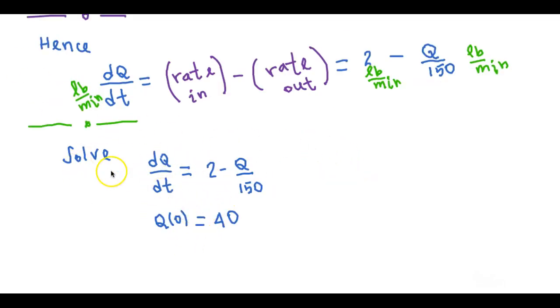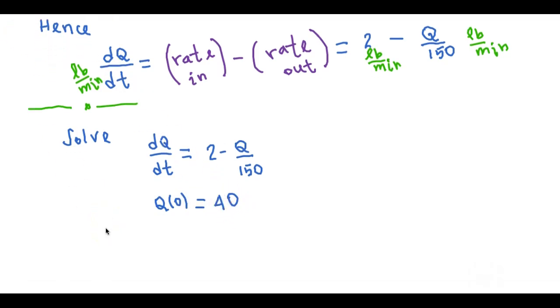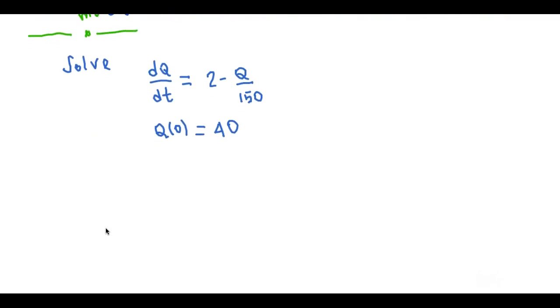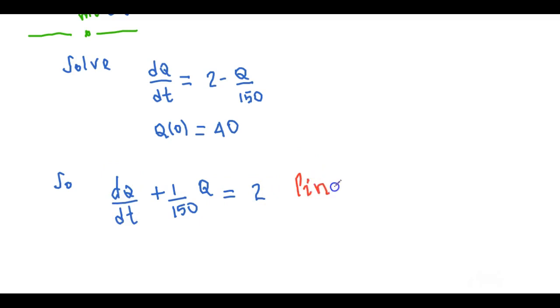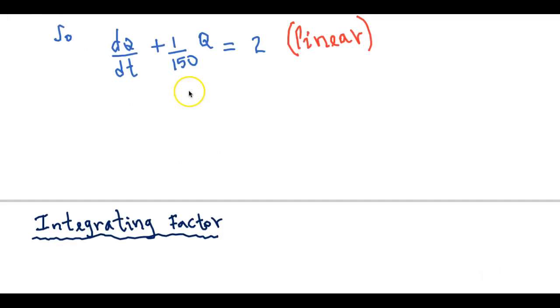So in summary, what we really would like to do next is to solve this initial value problem, where the initial condition is Q evaluated at 0 equals 40. And to do that, we rewrite this differential equation in this form, and we can easily notice that this is indeed a linear ordinary differential equation. It's linear in Q and the first derivative of Q. So we're going to proceed to compute the integrating factor.